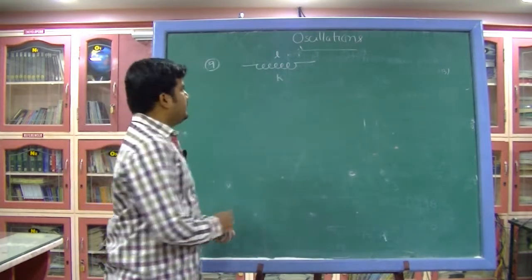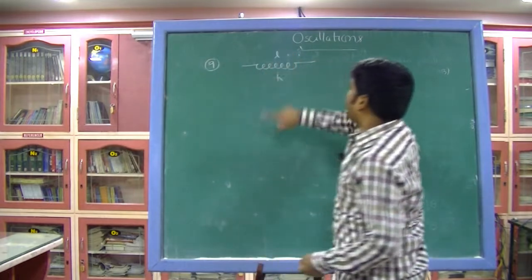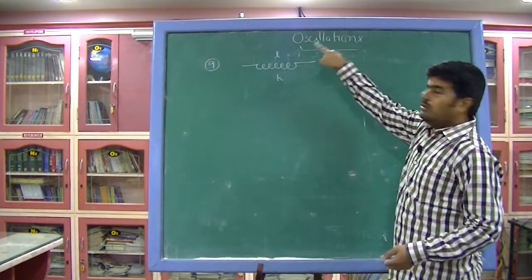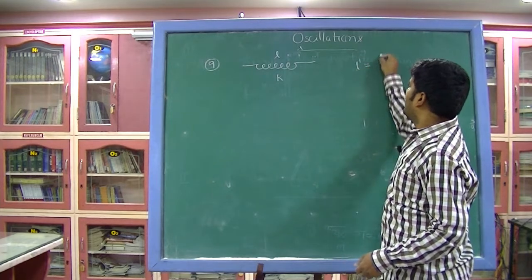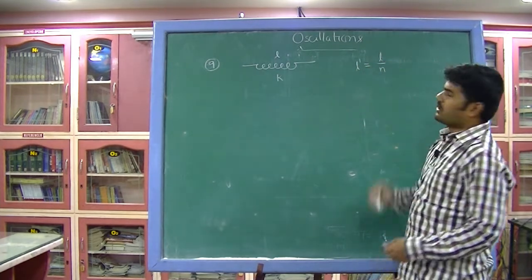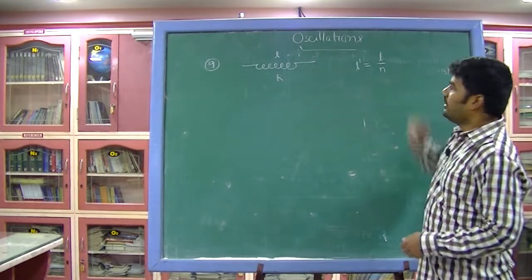Okay. So, here the spring of length L is divided into n parts. So, the length of each part will be the total length divided by the number of parts.